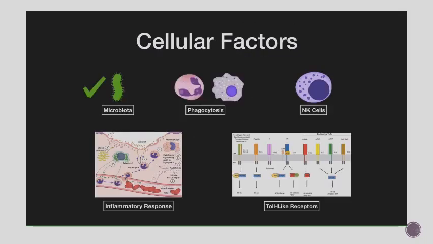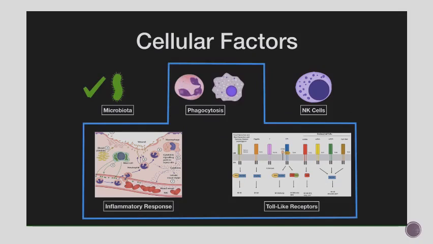Now, from the cellular factors, we've already talked about the microbiota, limiting the pathogenic bacteria from growing. In my next video, we will look at what toll-like receptors are, how phagocytosis happens in detail, and the steps in inflammation. Natural killer cells have a cytotoxic mechanism, and I feel it's more logical to talk about it later when we talk about the cellular immune response, as it fits more there. Alright, so let's look at these.